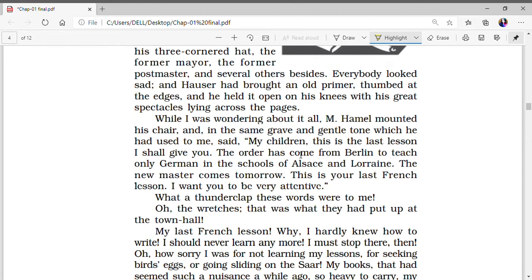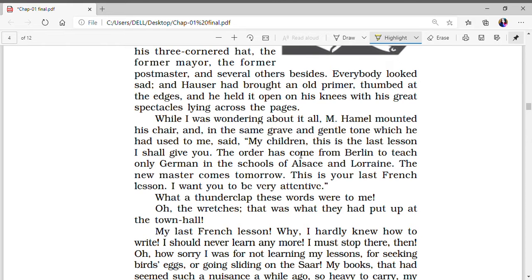Everybody looked sad, and what is the expression on the faces of everybody? They are sad. "And Hauser had brought an old primer thumbed at the edges, and he held it open on his knees with his great spectacles lying across the pages." While I was wondering about it also, Franz is also confused about these happenings and he is wondering what's so wrong and what's so strange about it all.